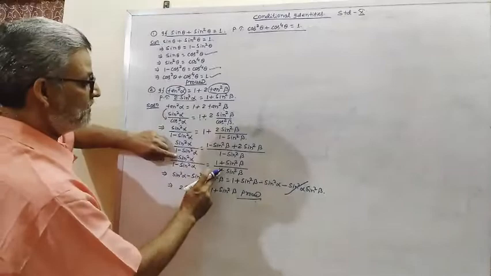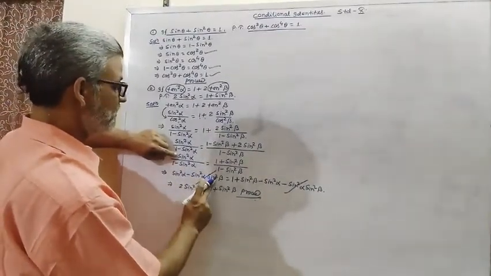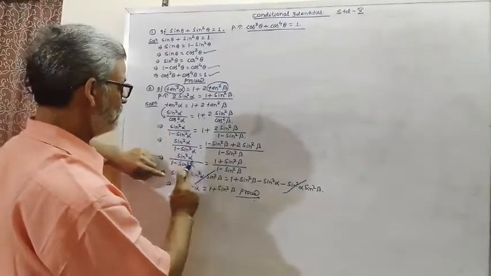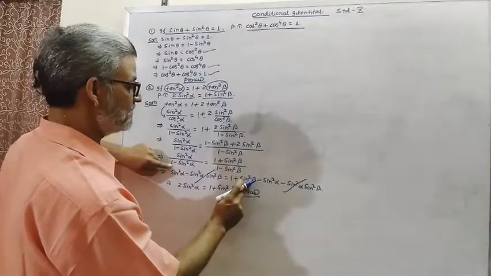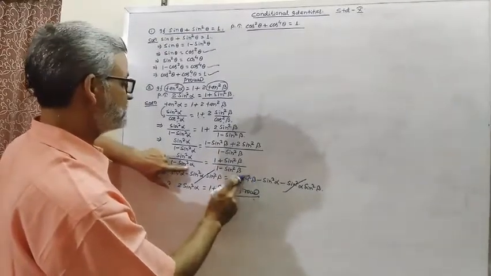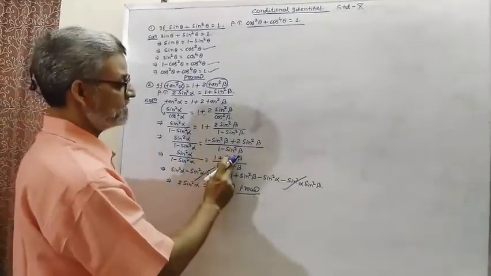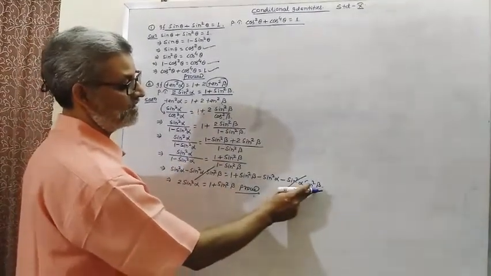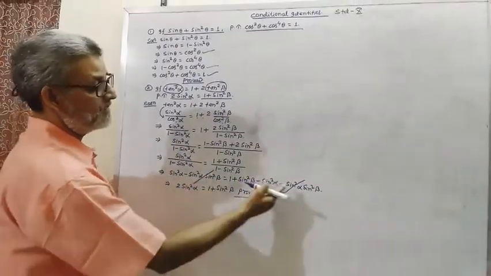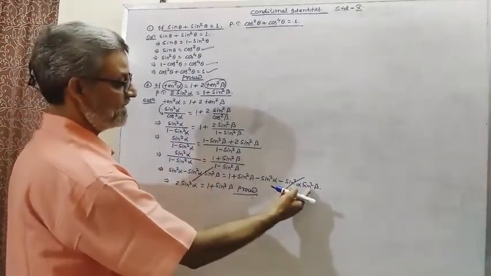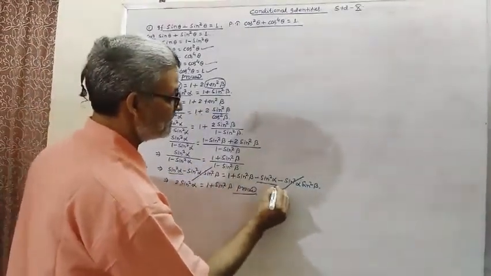So sin square alpha into 1 minus sin square beta, that is sin square alpha minus sin square alpha sin square beta, is equal to 1 plus sin square beta into 1 minus sin square alpha, that is sin square beta minus sin square alpha minus sin square alpha sin square beta. Minus sin square alpha sin square beta on both sides cancels out.